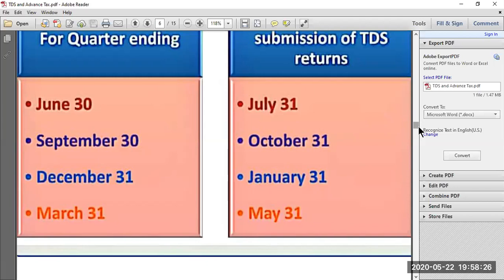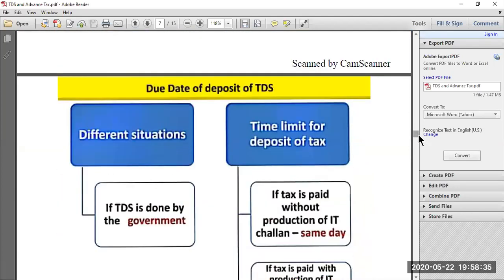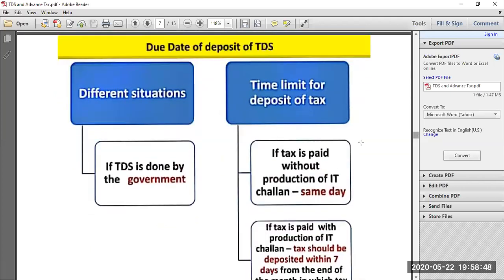So these are the due dates. This is very important. You have to remember the due dates of filing TDS returns. Now, similarly, there are due dates for deposit of TDS. After deducting the TDS amount, what is the due date within which the deductor has to deposit or remit the money to the government? We have to understand different situations. The first situation is if the TDS is deducted by the government.